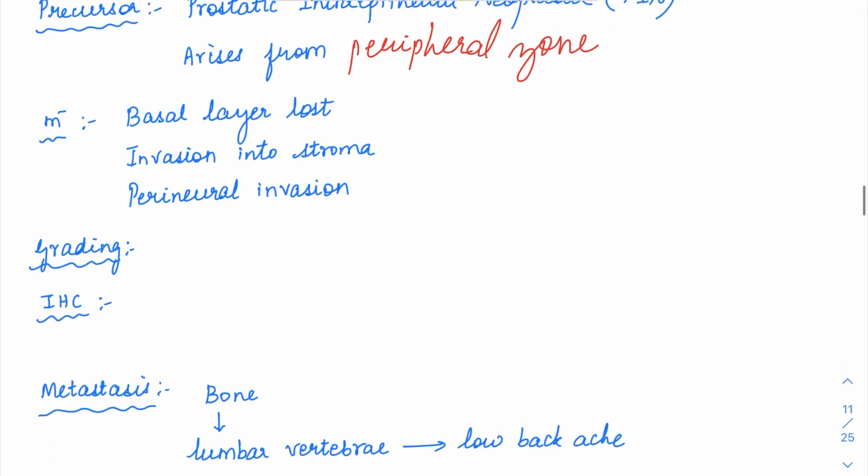So how will the microscopy appear? I already mentioned the glands of the prostate are going to have two layers.